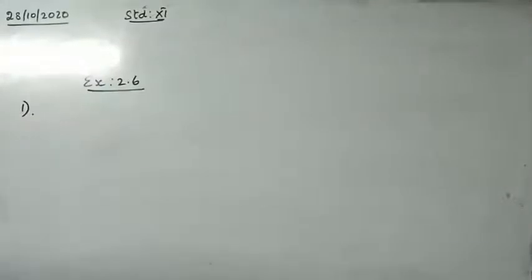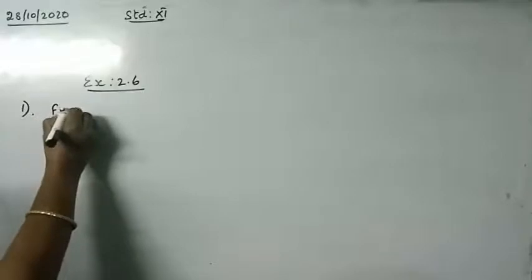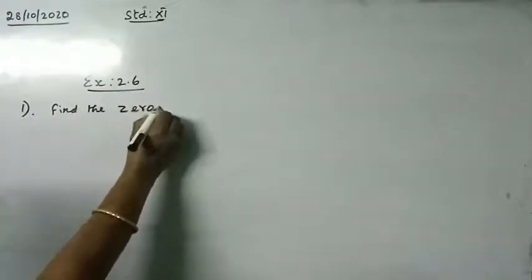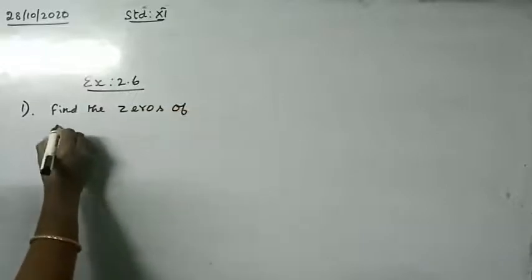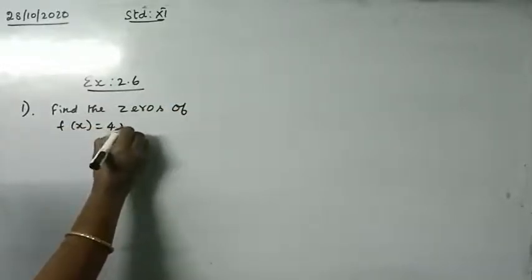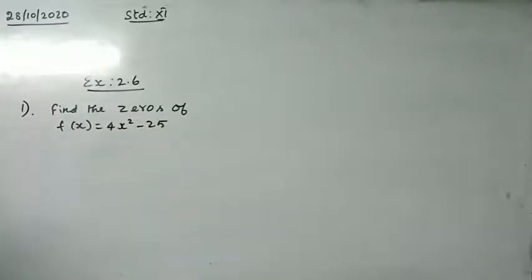Now exercise 2.6, question number 1. Find the zeros of the polynomial function f of x is equal to 4x square minus 25. Now here, find the zeros of f of x is equal to 4x square minus 25.